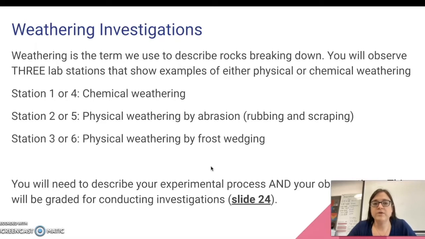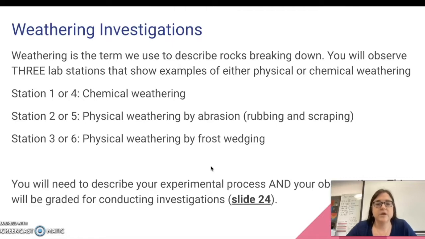So there's chemical weathering with putting acid on a rock, because acids occur naturally in nature, whether produced by plants or by mixing with certain molecules. Mixing with water can make the water acidic, and even water itself can react with certain minerals in rocks. All right, then there's physical weathering by abrasion, which is rubbing or scraping, and physical weathering by frost wedging.